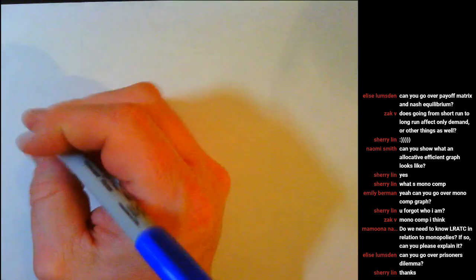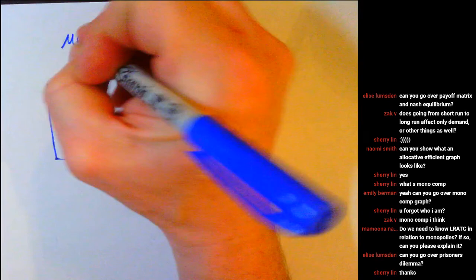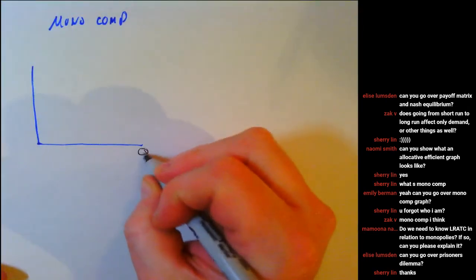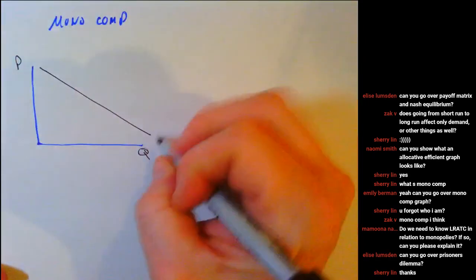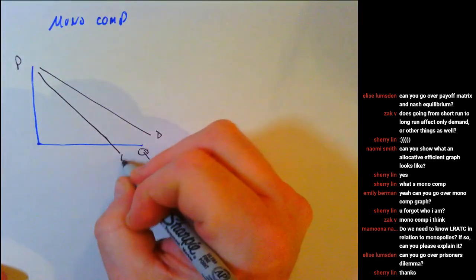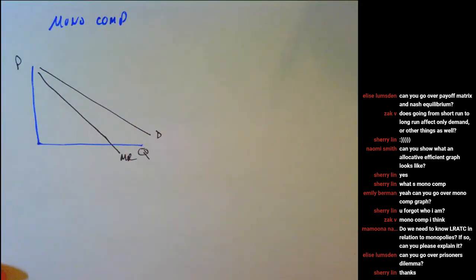Okay, so let's take a look at monocomp. Monocomp again is, so we've got quantity, we've got price, we've got the demand curve, marginal revenue. I always like to bring it down here past the x-axis in case they ask for revenue maximization. And Naomi, I'm going to go over the allocative efficiency if you're still there as well.